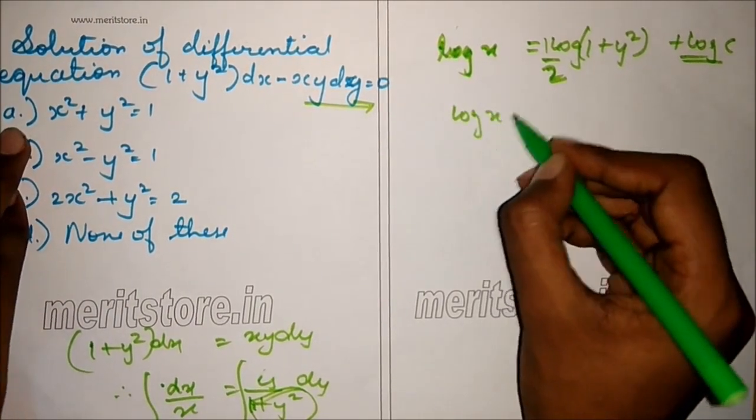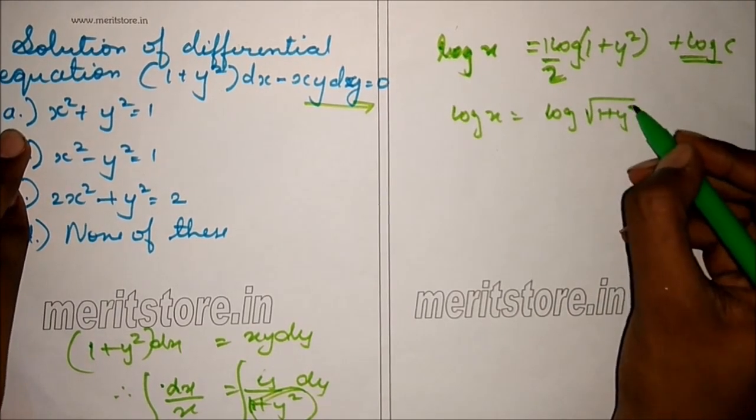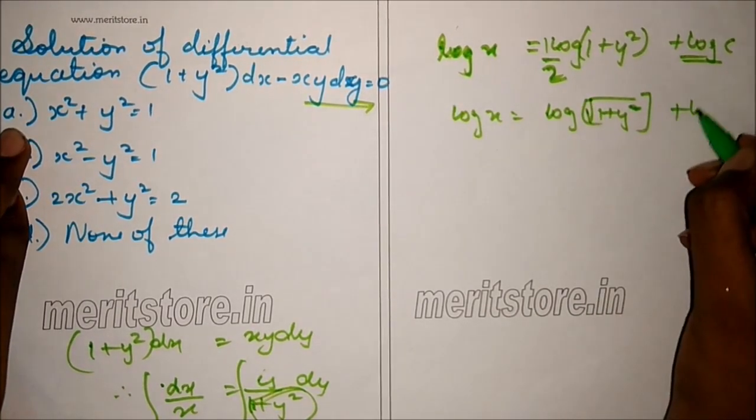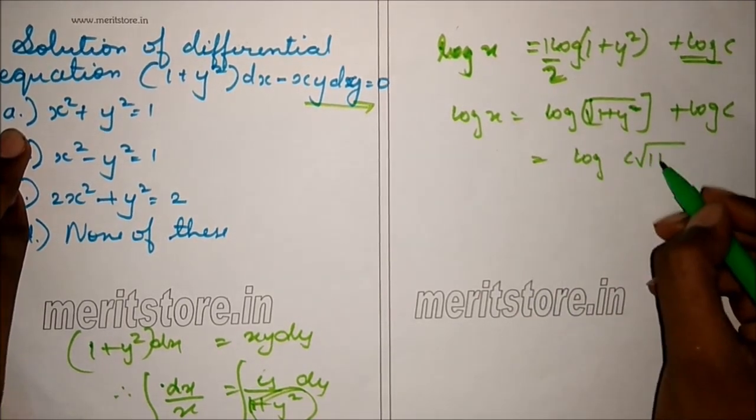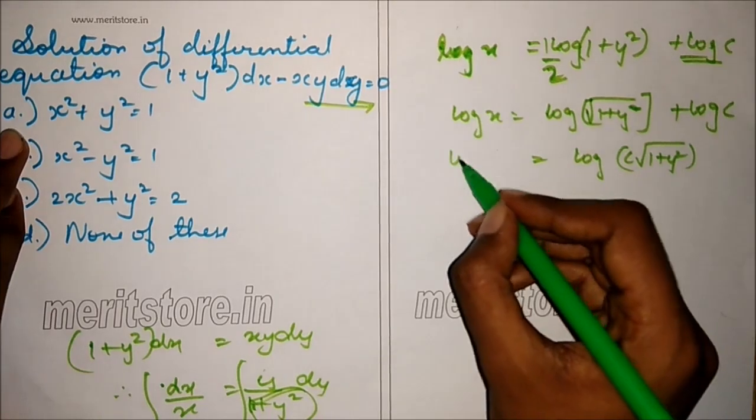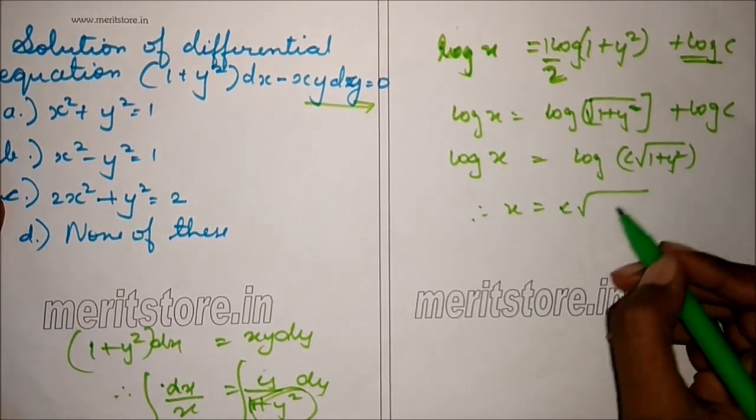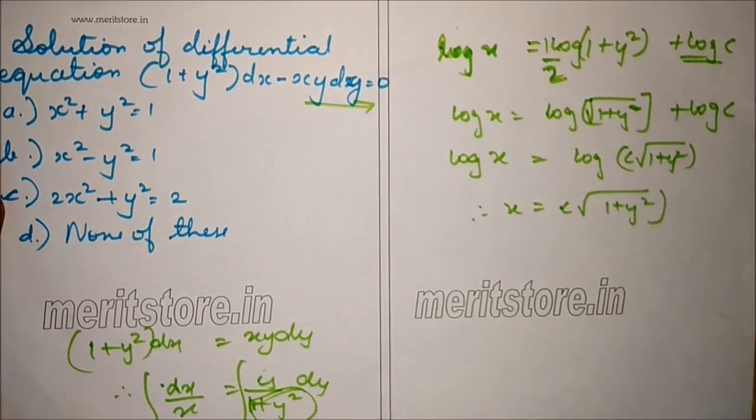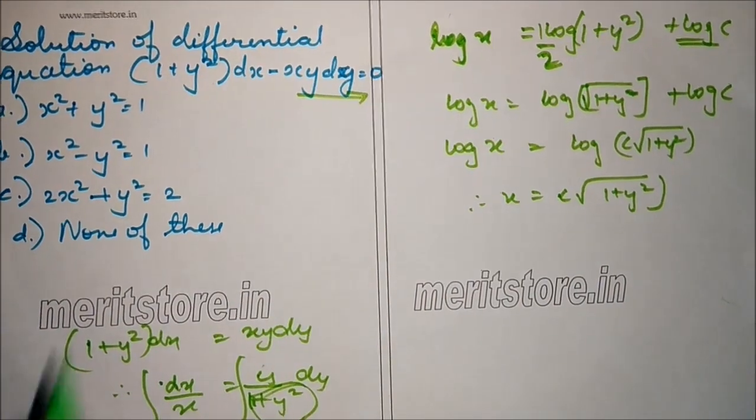So log of x will be log of root of 1 plus y square by law of logarithm plus log c. So this is equal to log of c into root of 1 plus y square, which is equal to log of x. So therefore x will be equal to c into root of 1 plus y square. So there is data missing here.